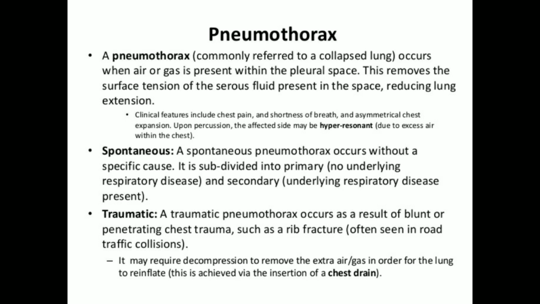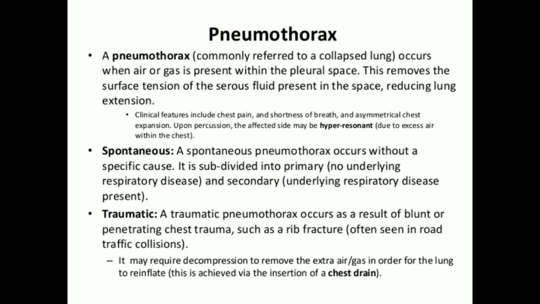And then, spontaneous pneumothorax occurs without a specific cause. It is subdivided into primary, with no underlying respiratory disease, and secondary, where underlying respiratory disease is present. One more is traumatic. A traumatic pneumothorax occurs as a result of blunt or penetrative chest trauma, such as a rib fracture. If there is a rib fracture, it will damage the pleura, and if there is damage to the pleura, there will be an opening.